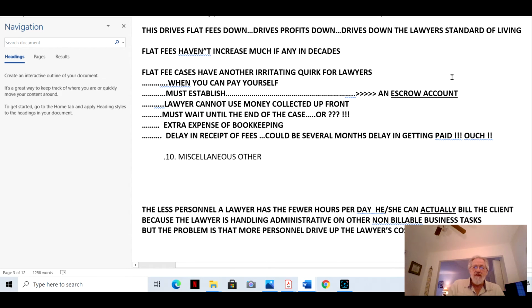But all this stuff about the escrow account, you have to create a separate set of books to do it. That's an extra expense of bookkeeping, and a delay in receipt of your funds in an area that's already got thin profit margins. And a lot of times the rules the bar associations and lawyers collectively come up with to regulate themselves are counterproductive. And that's my opinion of the escrow account rules.